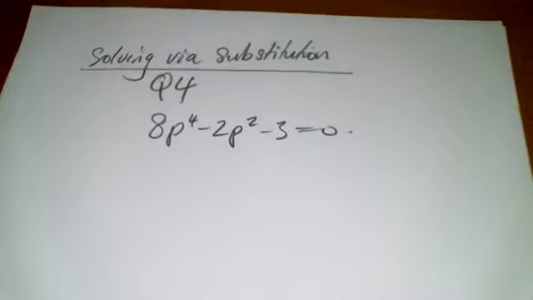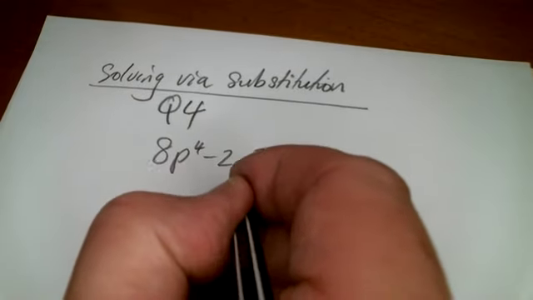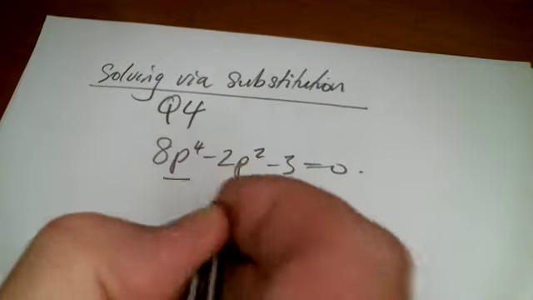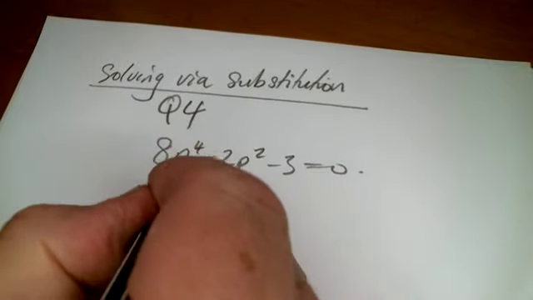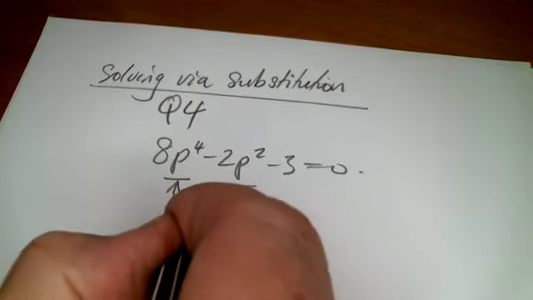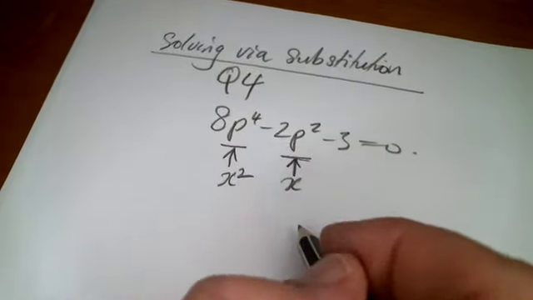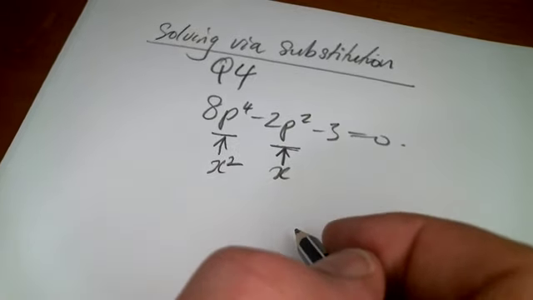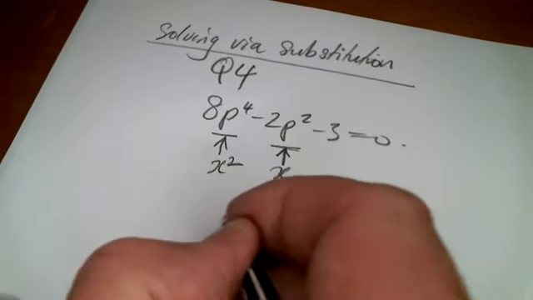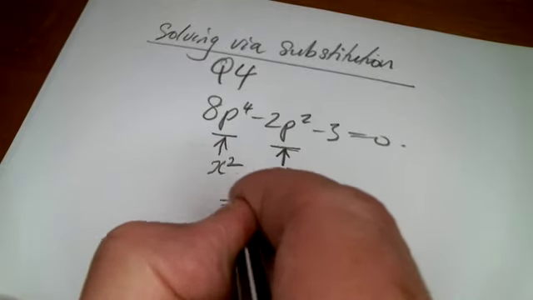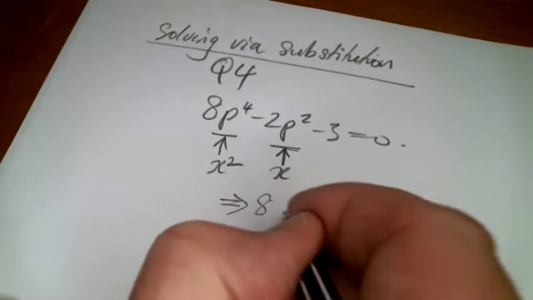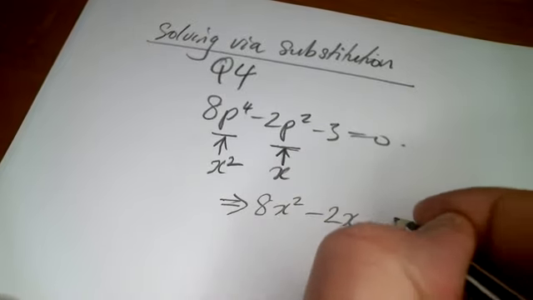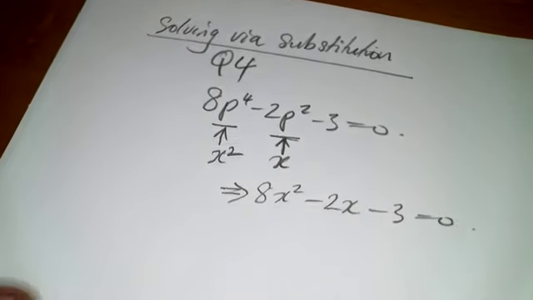All right, so let's see what we've got here. I see a p squared here, well, that's going to be an x. A p to the 4, well, that's going to be p squared times p squared, so that must be an x squared. So now we can just quickly restate this. I'm going to need a little more room, I think. So this implies that 8x squared minus 2x minus 3 is equal to 0.